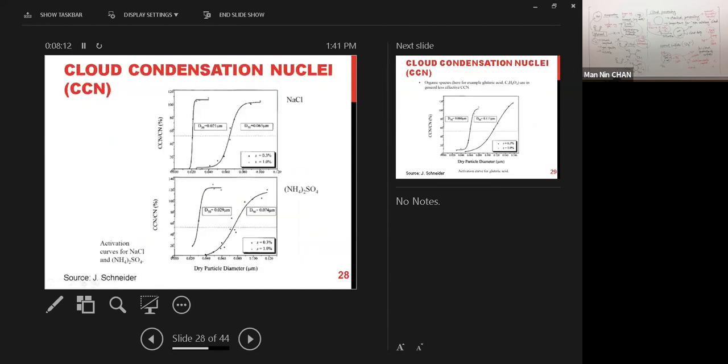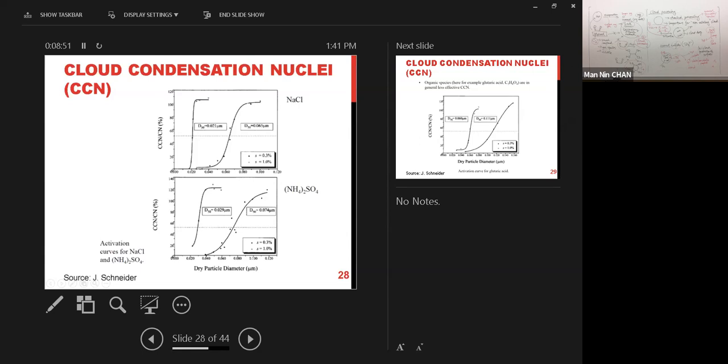People will say to fix a degree of supersaturation. So you can see here, you can fix a degree of supersaturation, and then you can change your particle size. The x-axis here is the particle size you fit into your CCN measurement instrument, and then you can determine whether the aerosol will be activated or not. The y-axis here is the CCN over the CN. CN is basically the number of aerosols you fit into your CCN measurement instrument, and then the CCN means the number of particles activated.